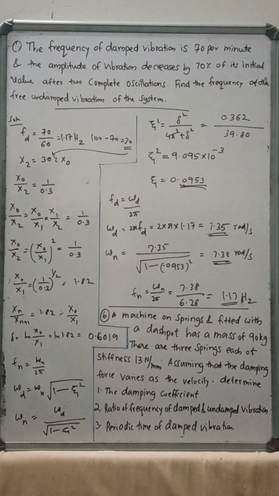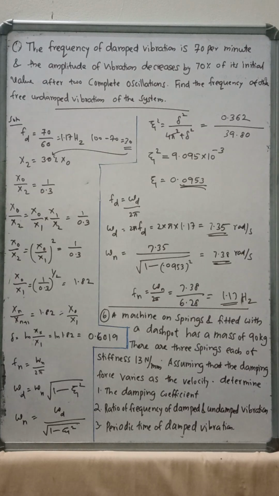So we can say that, by the same method we learned in the last class, x0 by x2 is equal to 1 by 0.3, with x0 by x2 equal to x0 by x1 into x1 by x2, equal to 1 by 0.3. So x0 by x2 is equal to (x0 by x1) whole square is equal to 1 by 0.3. So x0 by x1 is equal to (1 by 0.3) raised to 1 by 2, which is 1.82. That is in the form xn divided by xn plus 1. So x0 by x1 is equal to 1.82. So delta is equal to ln x0 by x1, equal to ln 1.82, equal to 0.6019.